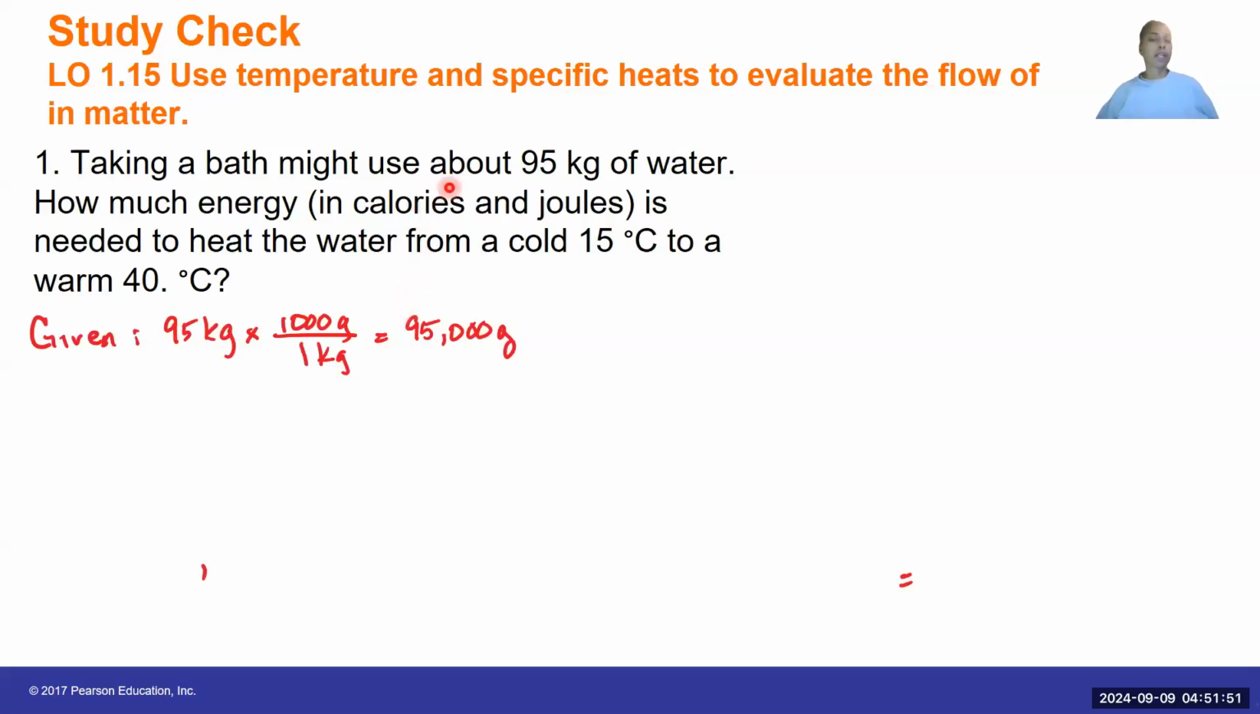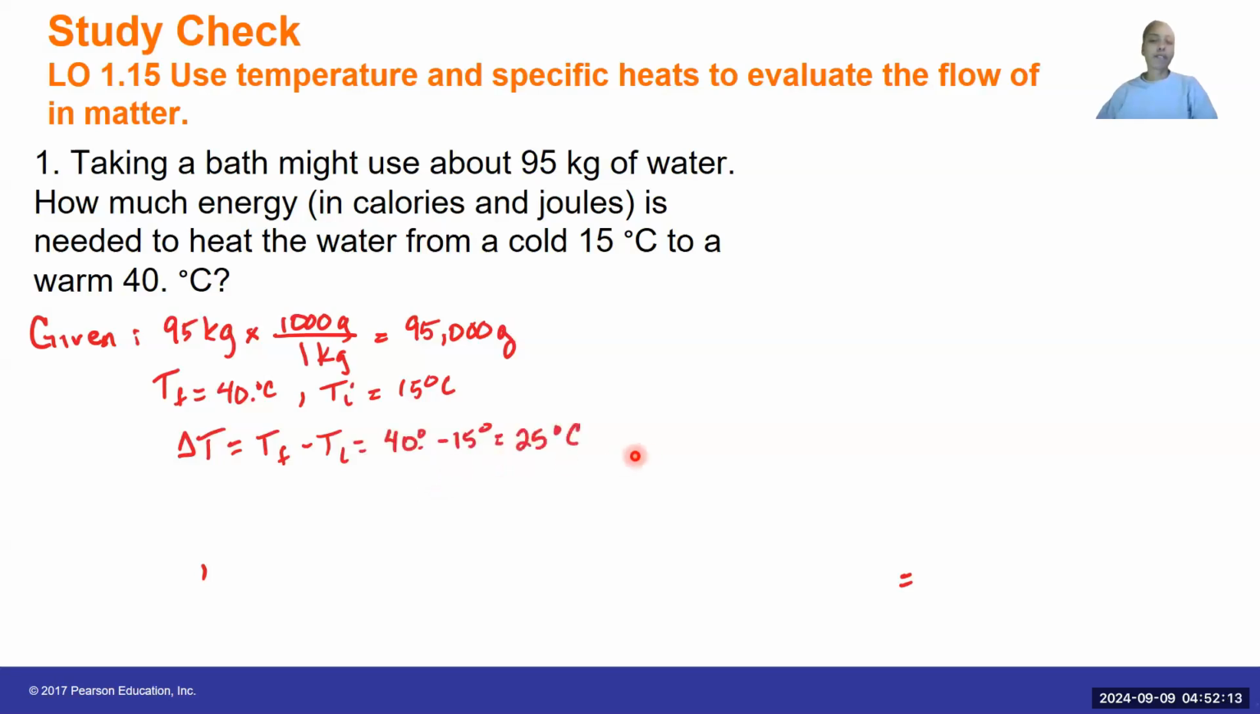Now, before we can begin our calculation, we have to do our delta T. Our final temperature is 40 degrees, and our initial temperature is 15 degrees. Delta T is equal to T final minus T initial. So 40 degrees minus 15 degrees is going to give us 25 degrees Celsius. Remember we have that decimal place, and so our temperature is going to be 2 significant figures, right?